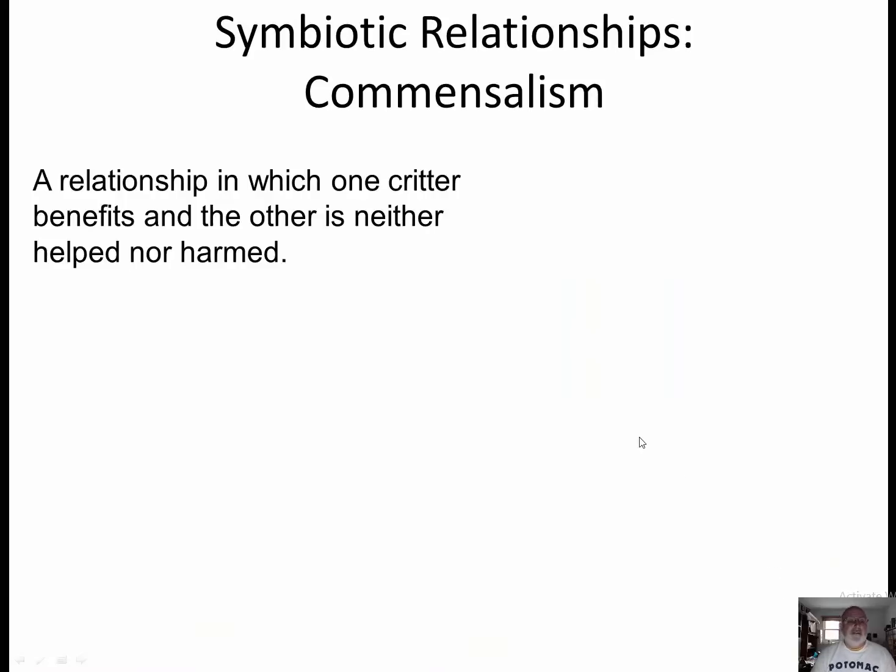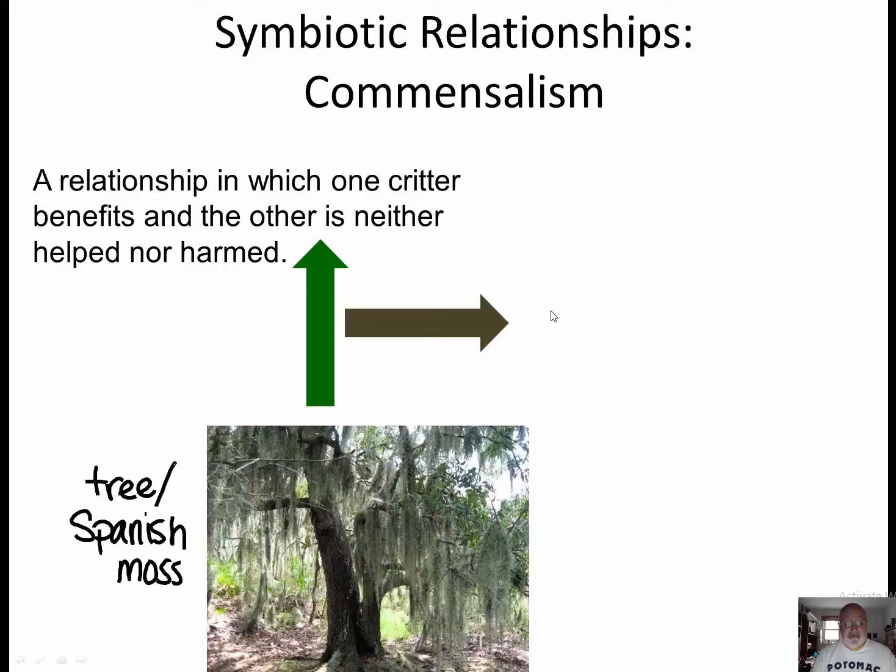Then we have commensalism. This is a relationship when one critter benefits and the other one is neither helped nor harmed. And here's the helped one, there's the neither one, and I kind of don't agree with two of these. I think that the tree actually is out there and supposedly is the one that's not hurt, and the Spanish moss hanging off the branches is the one that's helped. But I tend to think that this actually affects the leaves of the tree, so that's probably not as good as this picture. I think the tree actually does go down a little bit.